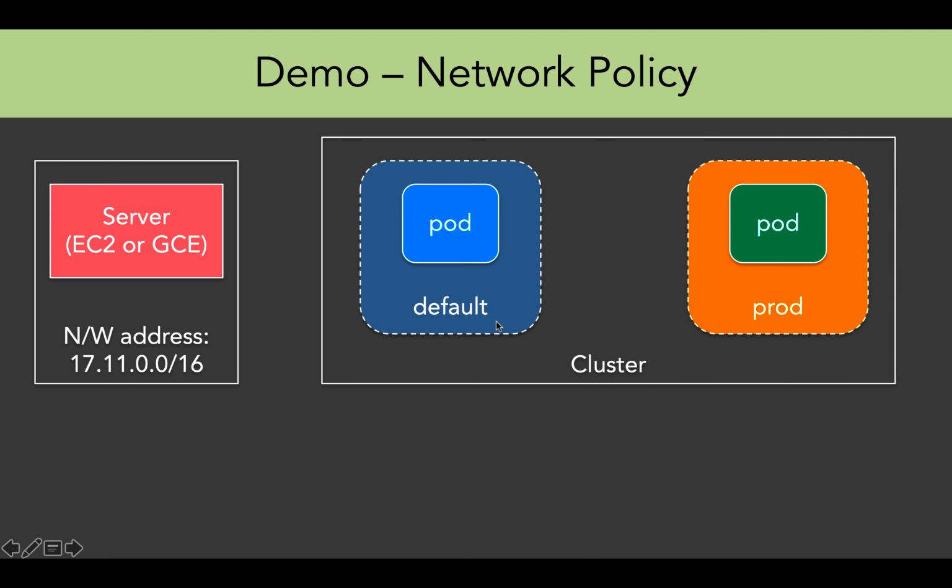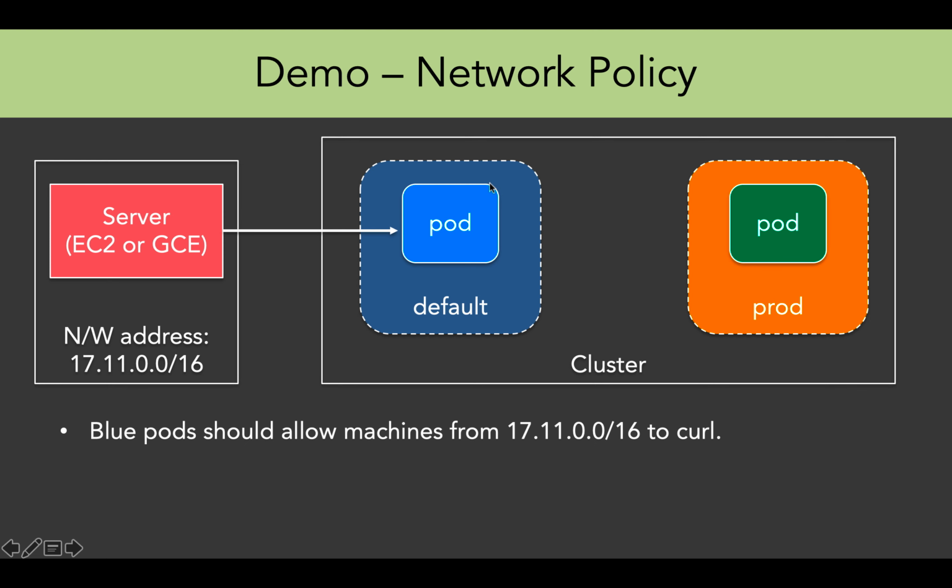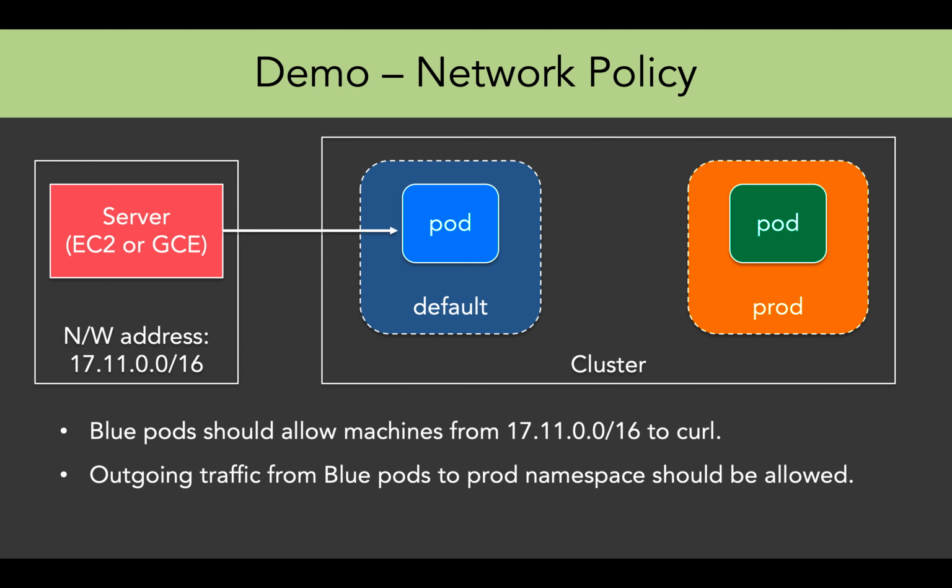Now we are going to create network policy for the deployment or pods which are in this default namespace. So we'll call this the blue pod, and blue pods should allow machines from 17.11.0.0/16 to run curl commands. Similarly, outgoing traffic from blue pod to prod namespace should be allowed.